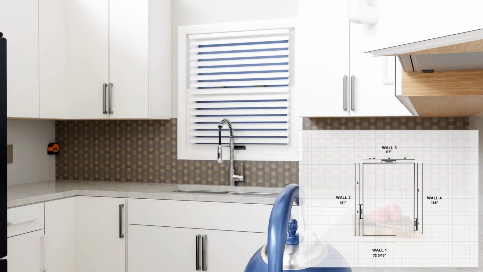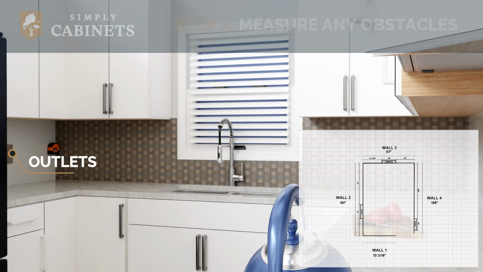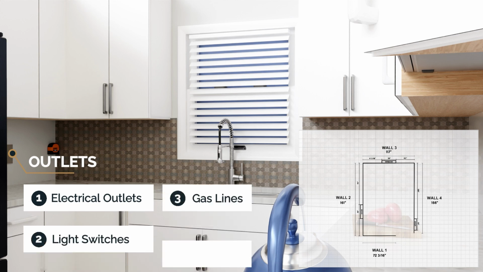If the cabinet is going around a window or opening, you'll need to provide the height of the opening as well as the distance from the bottom of the trim to the floor and the top of the trim to the ceiling. Now we need to log the measurements for anything that might get in the way of the cabinets. This includes things like electrical outlets, light switches, gas lines, and plumbing.